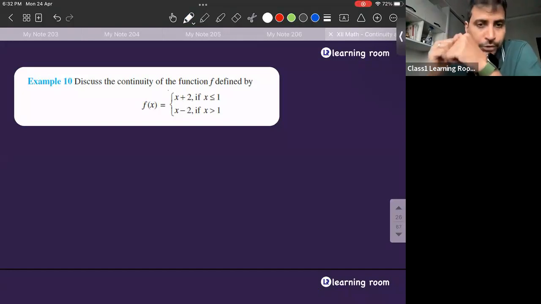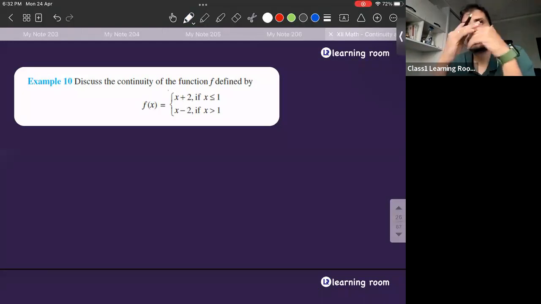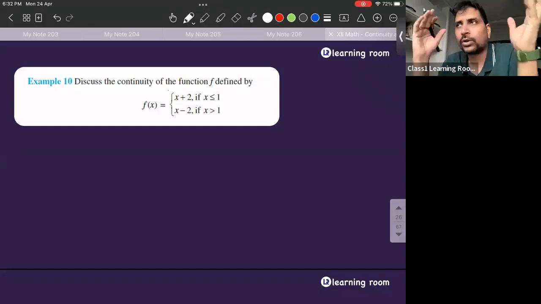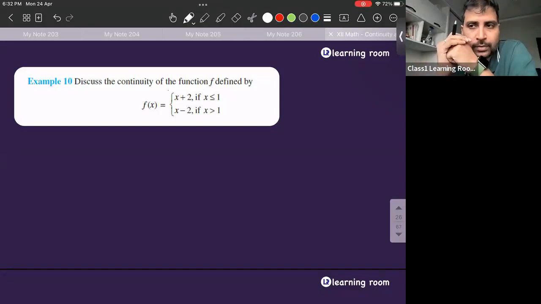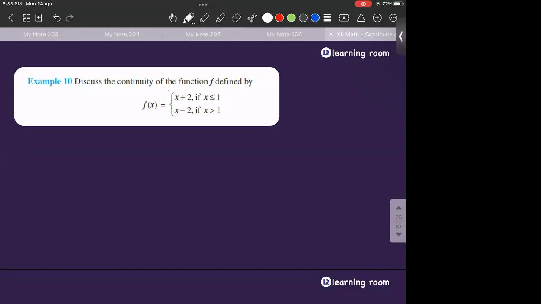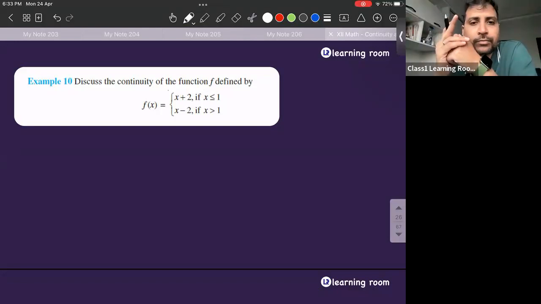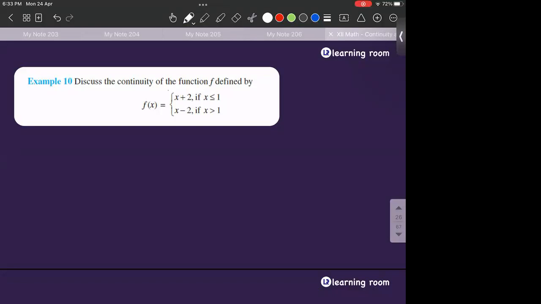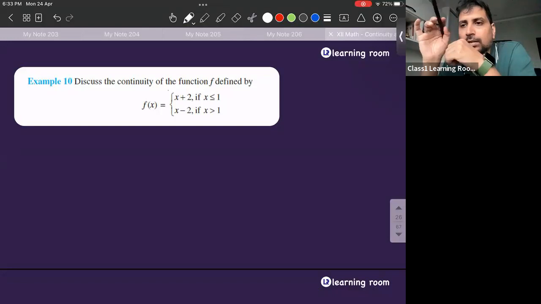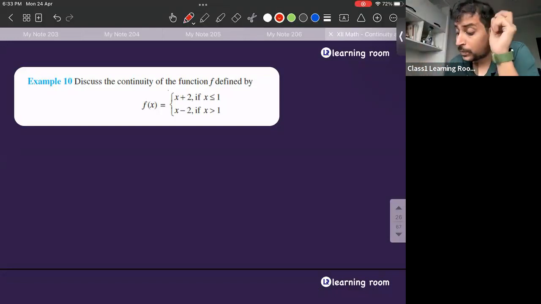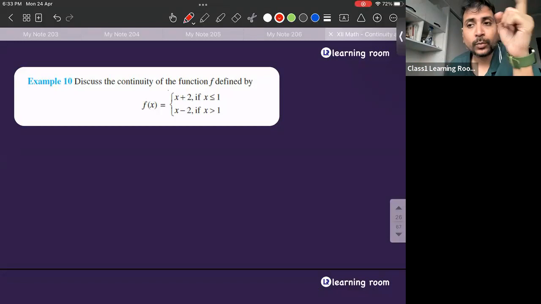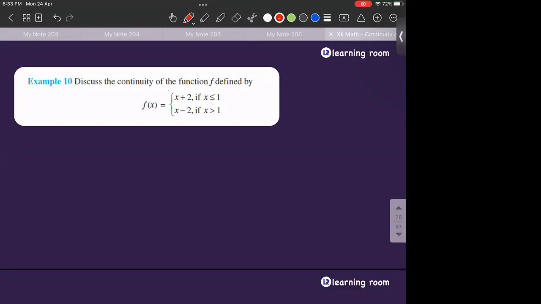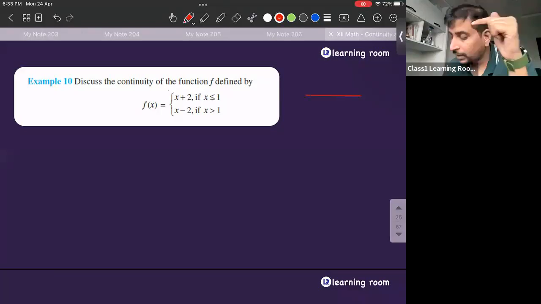Discuss the continuity of the function, which is defined as f of x is equal to x plus 2 if x is less than or equal to 1, and x minus 2 if x is greater than 1. So here, is the function broken or given as a single function? It is broken. At which point is it broken into two parts? At x equal to 1.